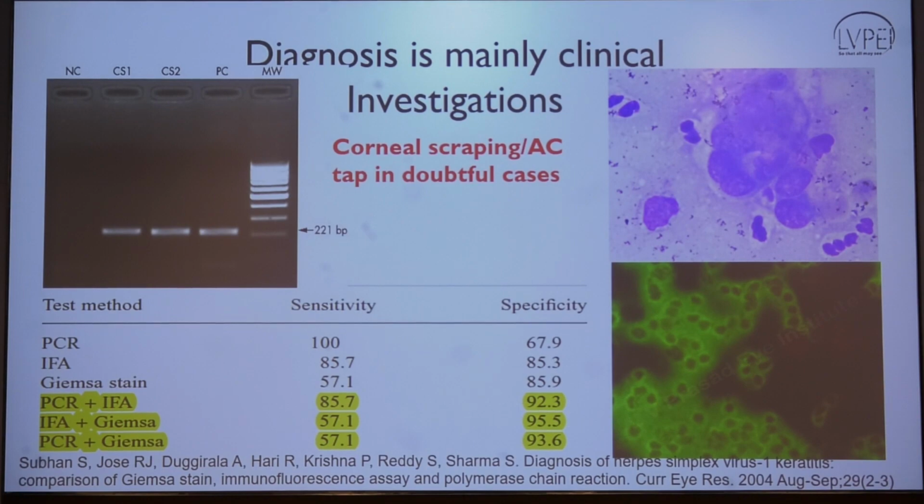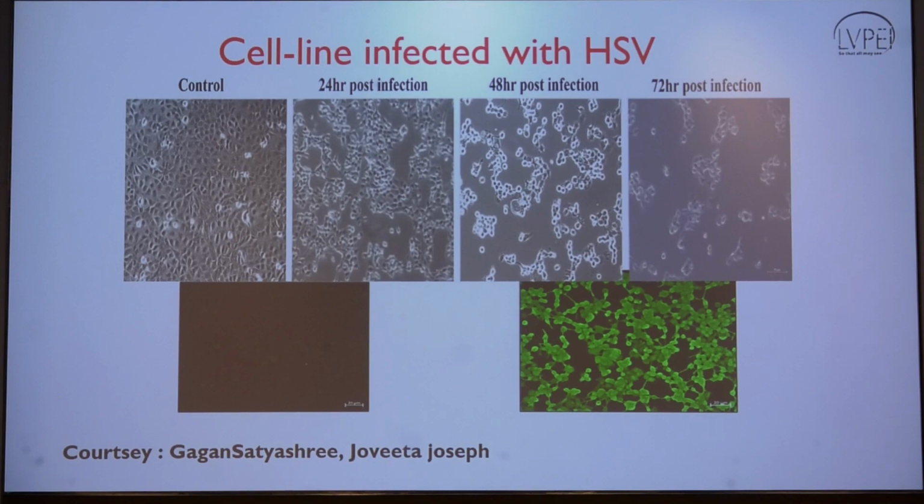So if it is available in your nearby lab and you have a doubtful case, which is almost negative in all microbiology, it is always better to do corneal scraping, send for PCR, and send for Giemsa or IFA and combine them to confirm the diagnosis. You can also make the diagnosis by cell line culture. Here you can see the spindle-shaped human corneal epithelial cells; on infection, the cells become rounded and the space between them increases. You can also do immunofluorescence on these infected cells.